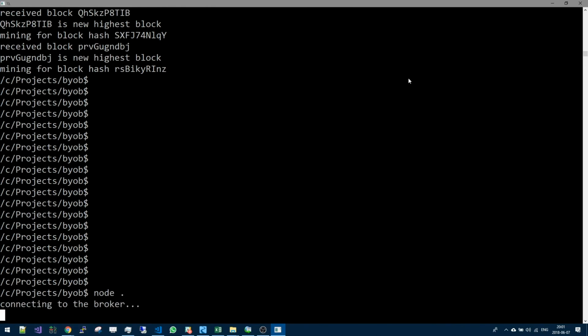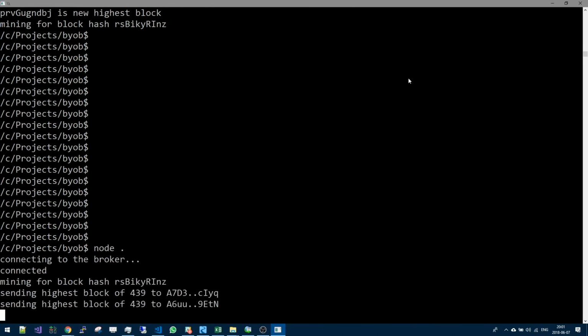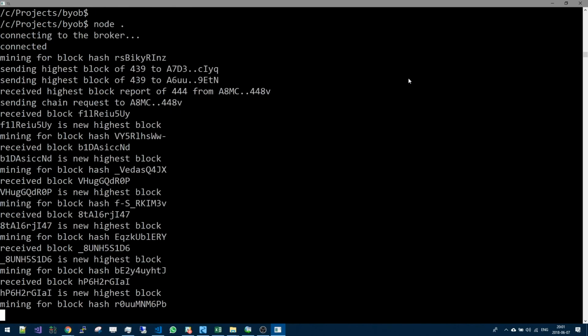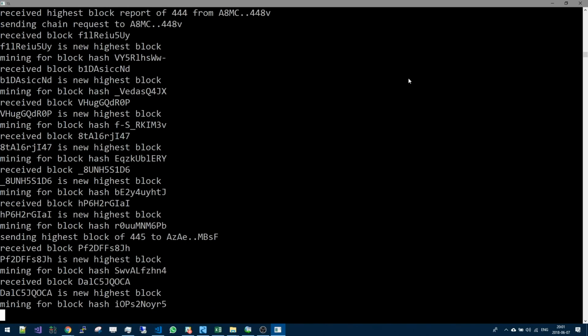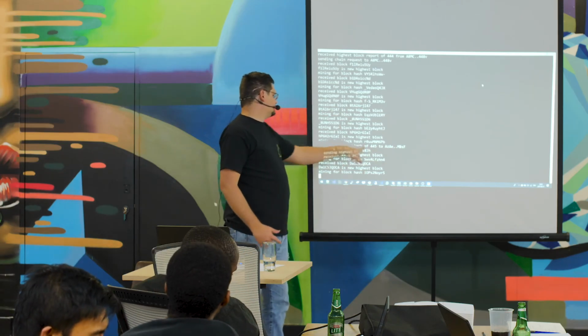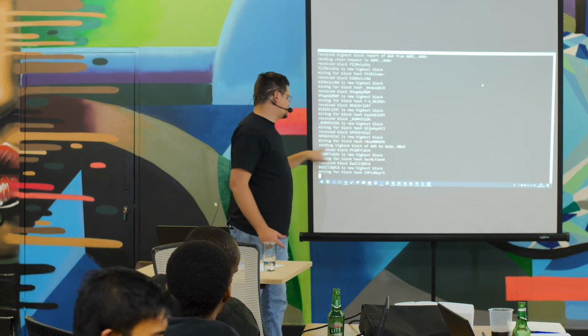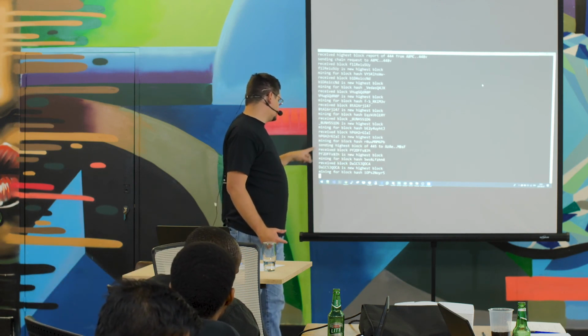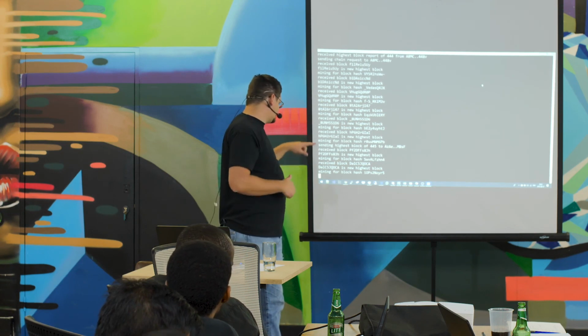So, here we see, connecting to the broker. Mining for block hash. There we go. Ooh, it's receiving blocks. We've got a very high hash rate now. What you're seeing is what happens every time it receives a block from somewhere else. You can see the received block, and that's the hash, kind of just a piece of the hash. That's the new highest block, mining for block, sending highest block. What you see here is kind of asking for its own highest block. It's a feedback loop, but it doesn't matter.